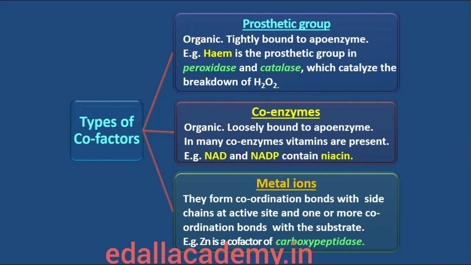Try to understand which are the things we have discussed under coenzymes. It is followed by metal ions. A number of enzymes require metal ions for their activity, which form coordination bonds with side chains at the active site and at the same time form one or more coordination bonds with the substrate. For example, zinc is a cofactor for the proteolytic enzyme carboxypeptidase. Try to remember, one of the examples is given. Zinc is a cofactor for the proteolytic enzyme carboxypeptidase.